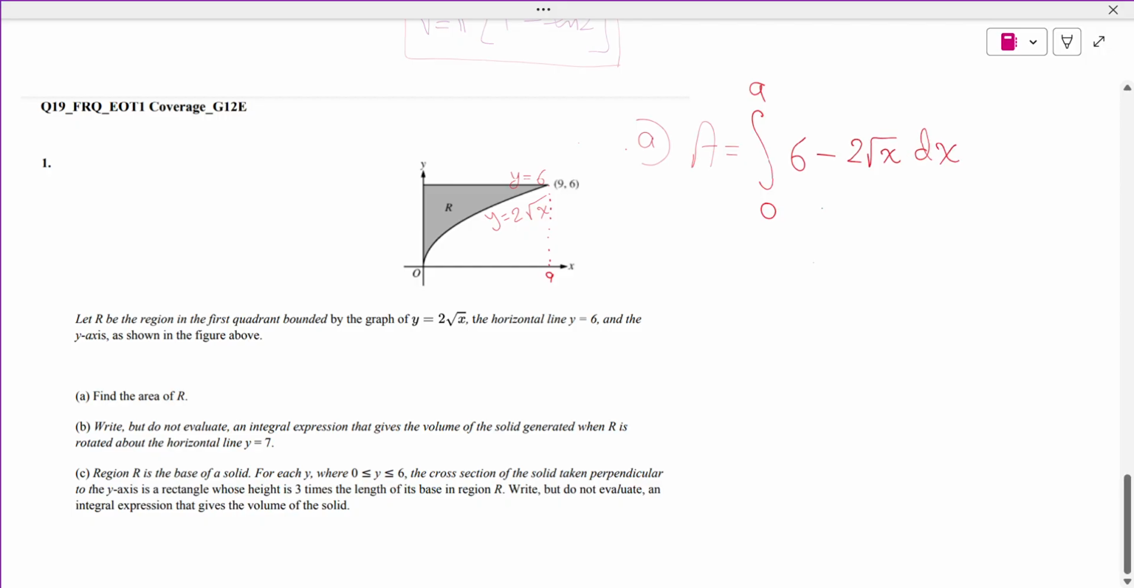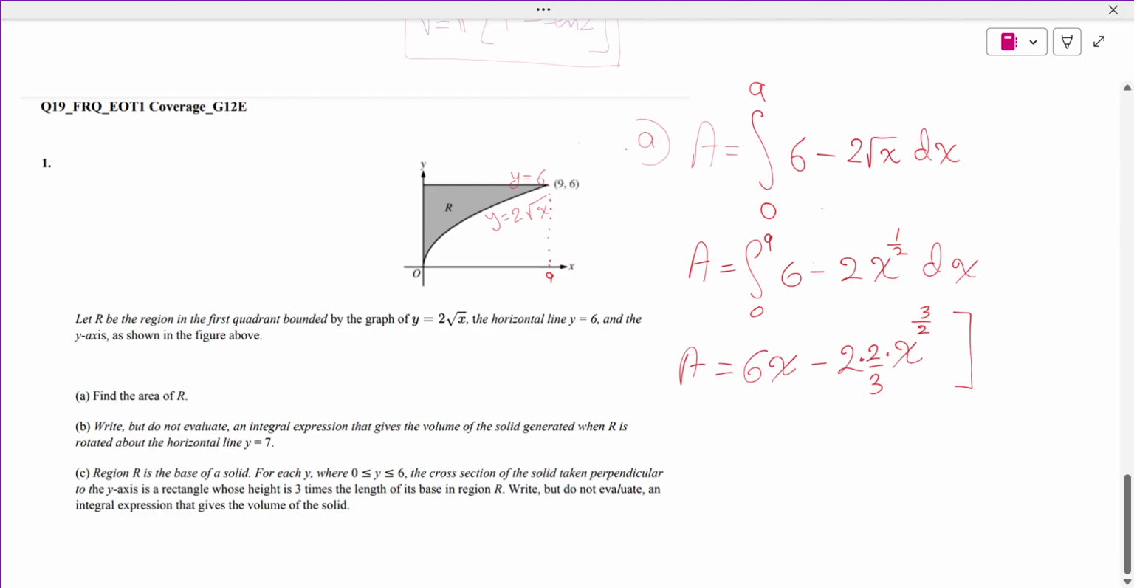So let's evaluate this integral. First we can rewrite square root of x. So this is 6 minus 2x to the power of half dx. Now we can say that the area equals 6x minus 2x to the power of, and when it becomes 3 over 2, divide by 3 over 2 or multiply by 2 over 3. And this is evaluated from 0 to 9.